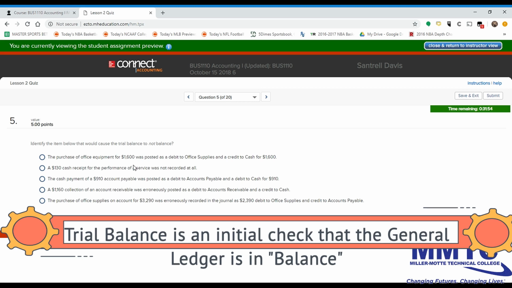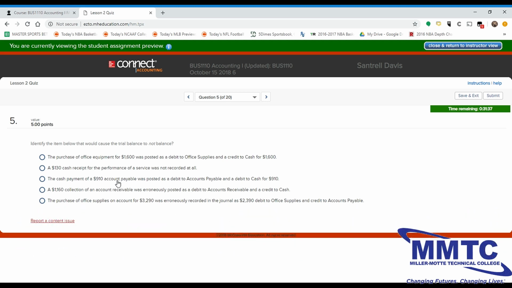Keep going. A $130 cash receipt for the performance of service was not recorded at all. Okay, so you got a $130 cash receipt that didn't even get recorded, period. So that shouldn't mess the trial balance up because you didn't post anything to it, right? Your manager might be mad that you didn't record that sale, but you didn't post anything to the trial balance, so it shouldn't affect it. All right, keep going, Ms. Coates.